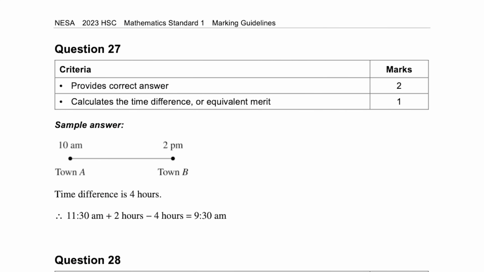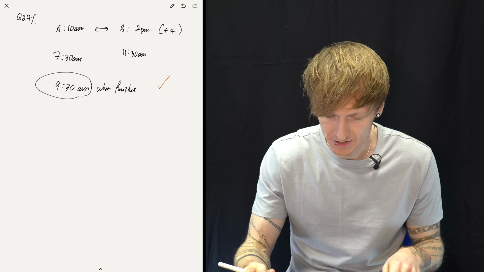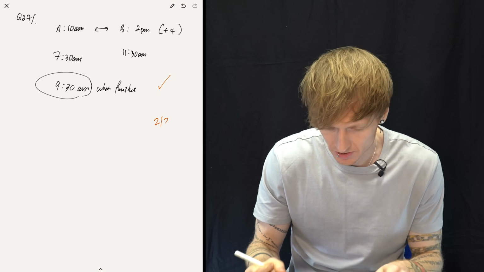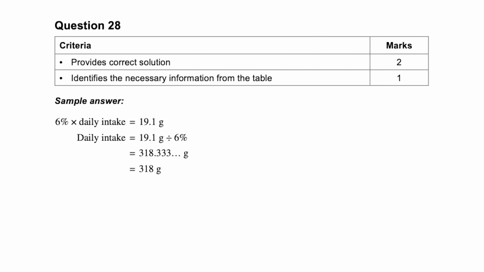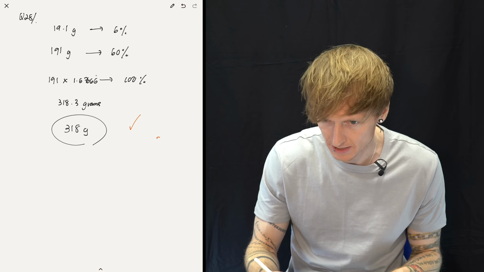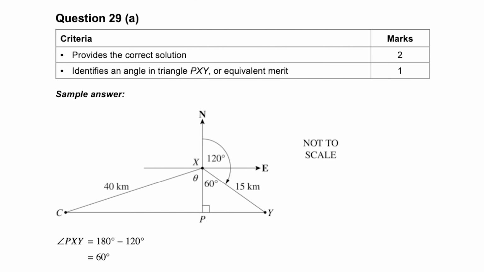Question 27. 9:30 a.m. Sweet. 2 out of 2. Great. The one about food, 318 grams. Yes. 2 out of 2.